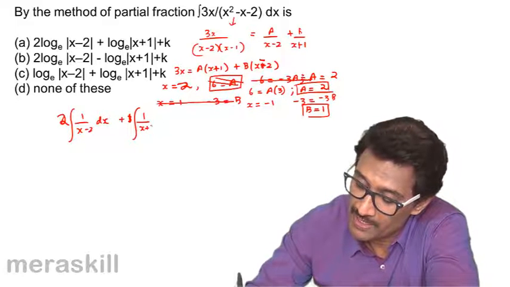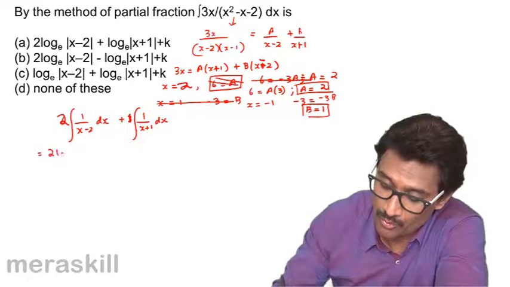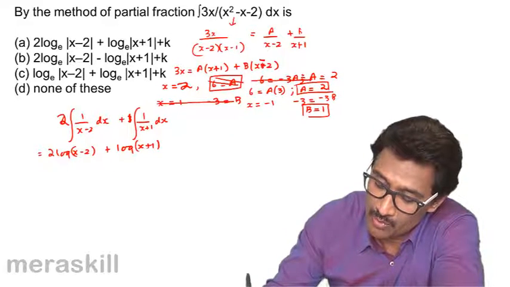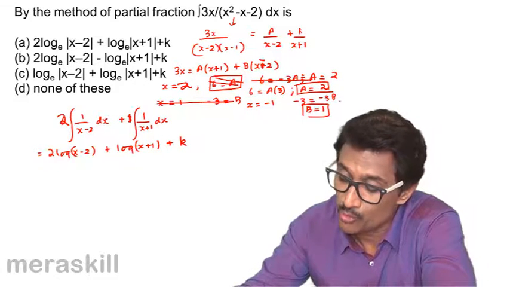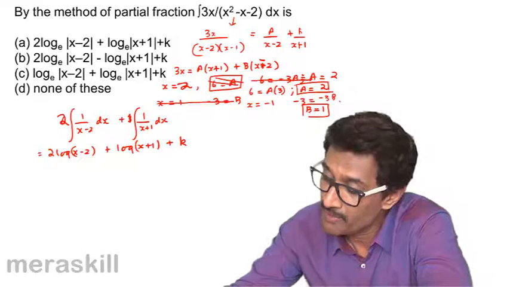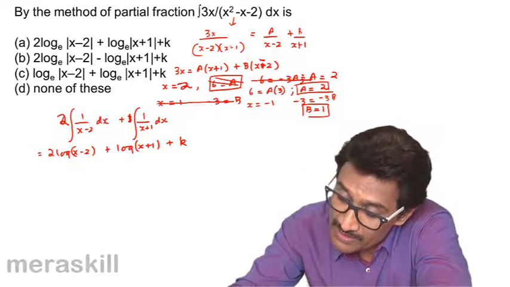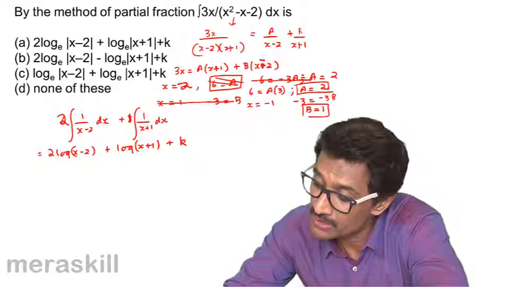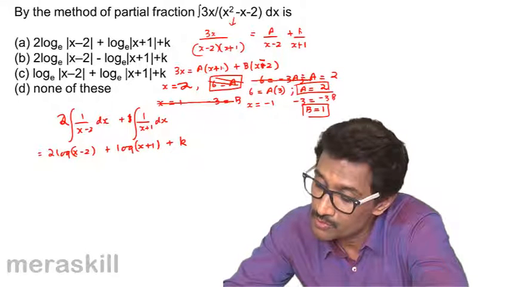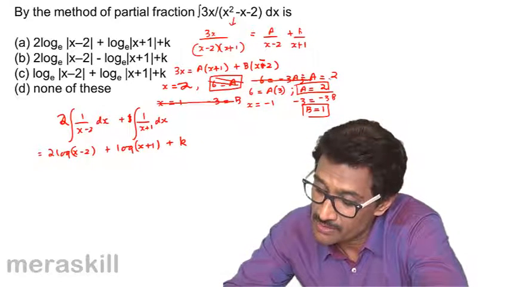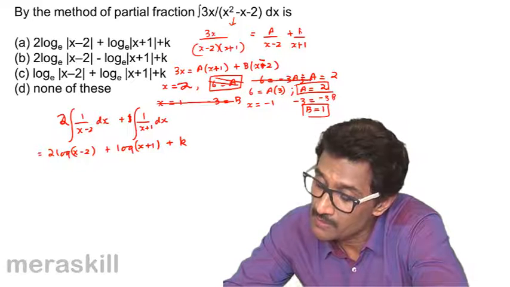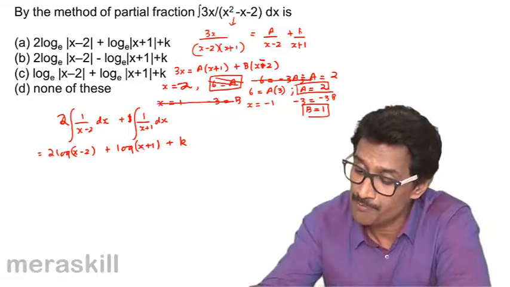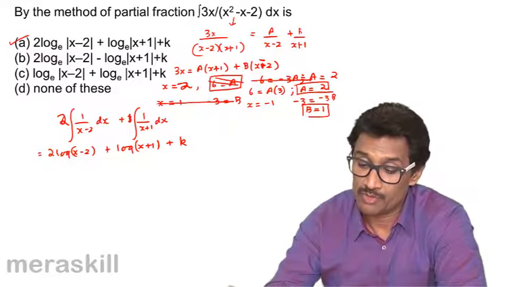So it's going to be 1 upon x plus 1 dx. So it's going to be 2 log|x minus 2| plus log|x plus 1| plus k. I hope we got it done. Yes, (x minus 2)(x plus 1): we took x as 2, so 2 minus 2 is 0, 2 plus 1 is 3, 3A is 6, so A is 2. Then we took x as minus 1, so minus 3B, so B is 1. So it's 2 log|x minus 2| plus log|x plus 1| plus k. Among these, this is the right option.